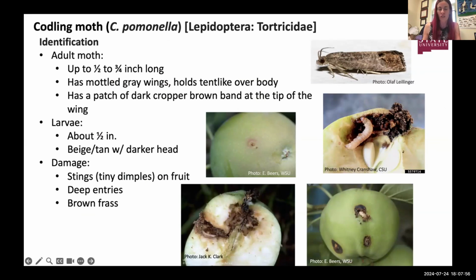But the damage from codling moth is usually how, if I've gone out to look at some apples, that's what I see. They make these little stings, these tiny dimples on fruit, and they have these deep entries where they're pushing out their frass, which is the word for insect excrement. So you can see their frass. They make these tunnels. They push it out.